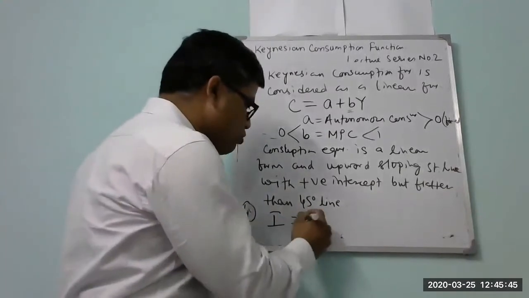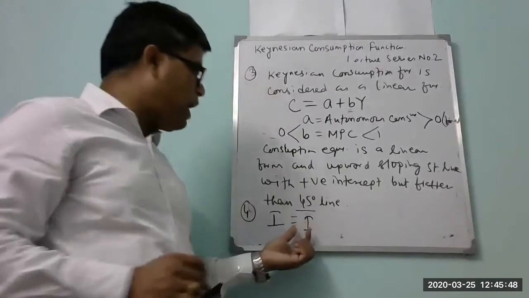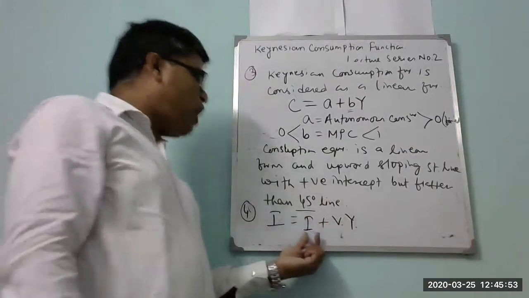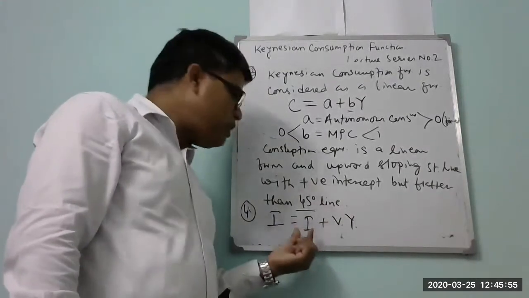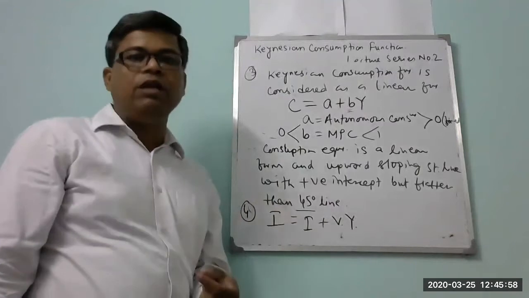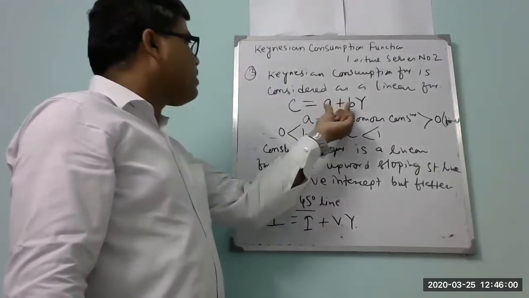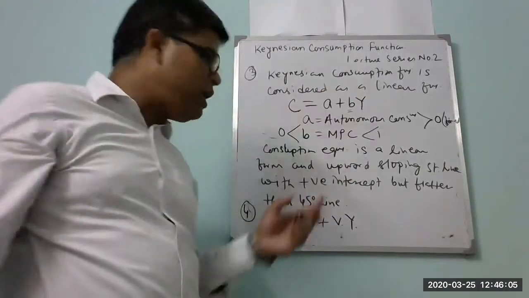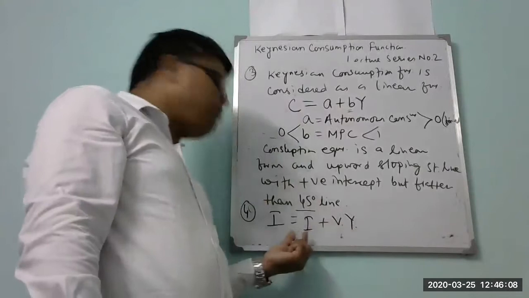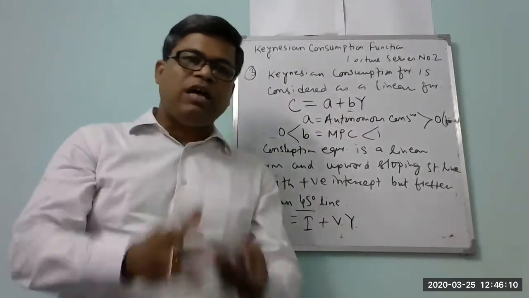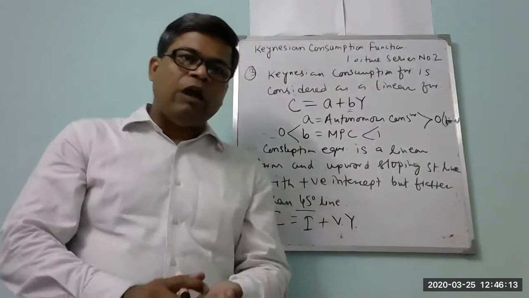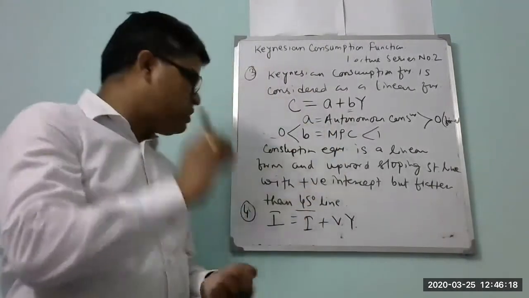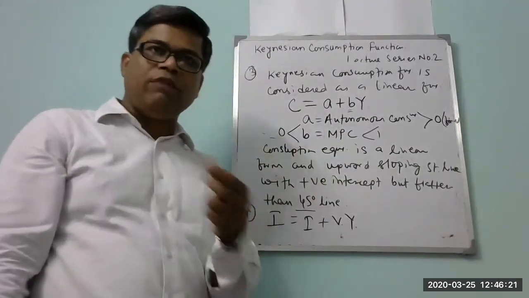One is called the autonomous investment, let's say indicated by I bar, and the induced investment, let's say VY. So I bar is autonomous investment. Why is it autonomous? It does not depend on the level of income. Like autonomous consumption, even if Y is 0, C equals A. Similarly, it is a minimum amount of investment required to start any venture or business; without that, the business cannot be started. So it does not depend on the level of income.